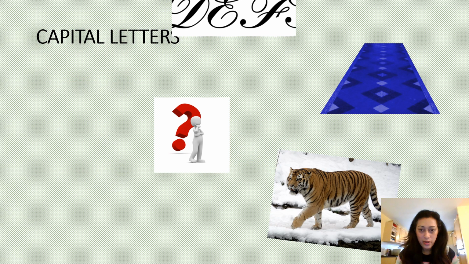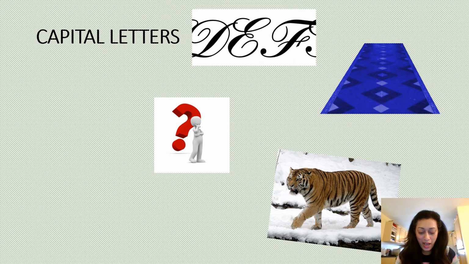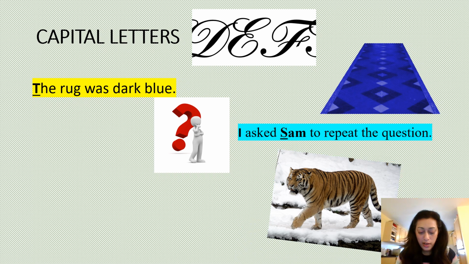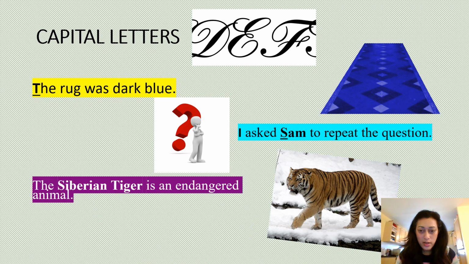Capital letters, it's quite easy. Capital letters serve a number of purposes and are a foundational skill of punctuation and writing in general. They are used to begin a sentence. For example: The rug was dark blue. I asked Sam to repeat the question. The Siberian tiger is an endangered animal. They're used to identify proper nouns as well, like we can see in the second example.